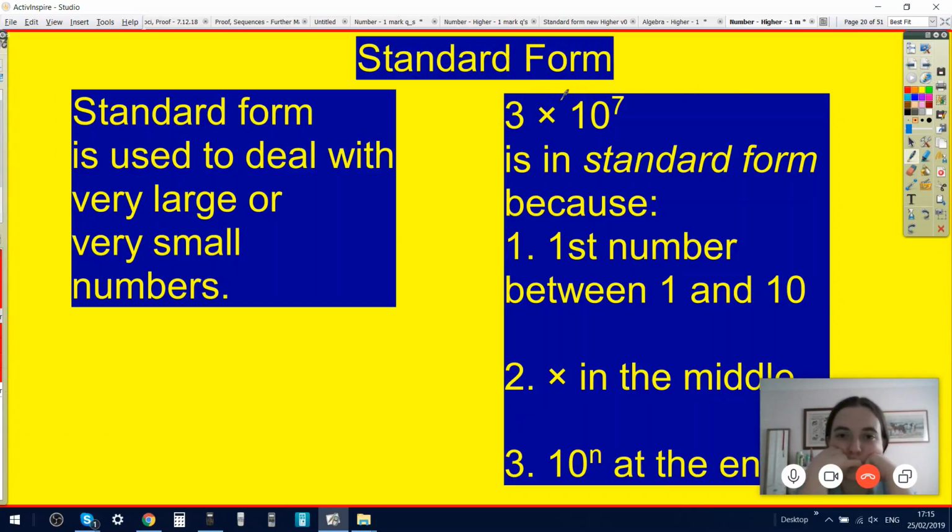Standard form. The first number has to be between 1 and 10, times in the middle, 10 to the power of something. The important bit, the bit that people forget, is the first number has to be between 1 and 10.